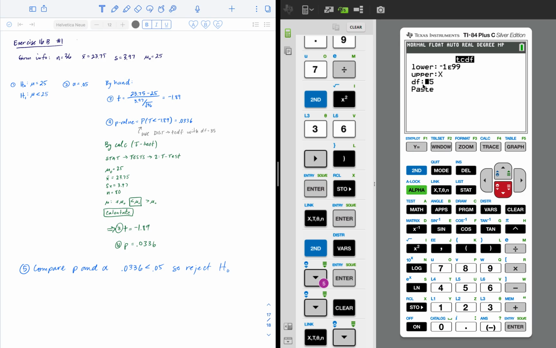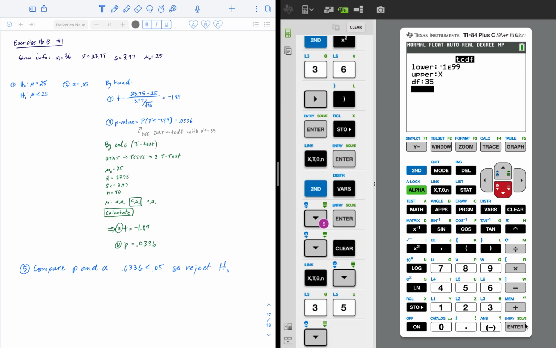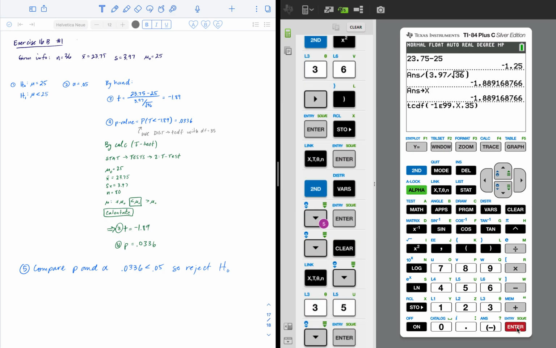For df, we want n minus 1, or 36 minus 1, which is 35. Here. And we hit enter, and we hit enter again, and we get a p-value of 0.03358. You can see that rounds to 0.0336. Okay, so all that we did by hand, sort of, but now I want to show you how the calculator could do all of that at once for us if we wanted.